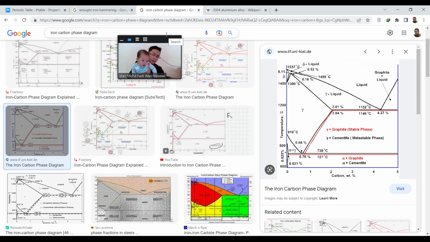So for example, let's say this is carbon, and this is the iron carbon phase diagram. You don't need to know the detail, but I just want to show here the carbon percentage, and this is temperature. The y-axis is temperature, the x-axis is carbon. If you look here, 4.27% of carbon added to the iron.